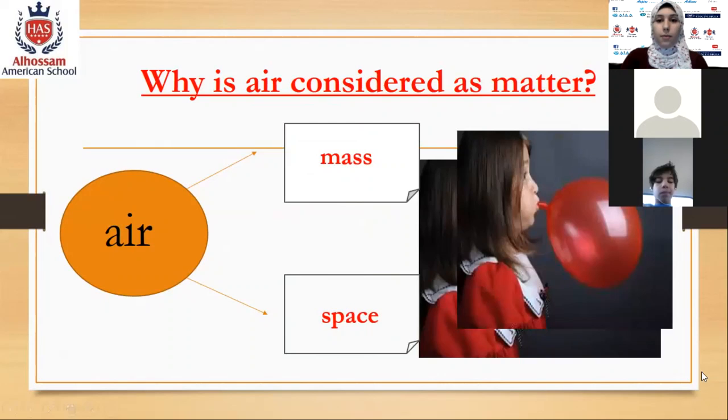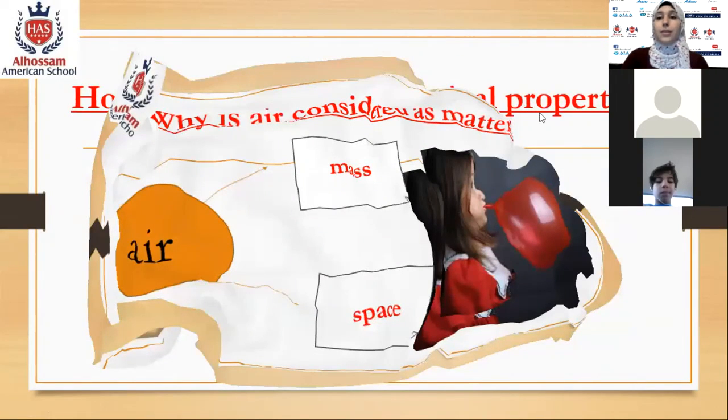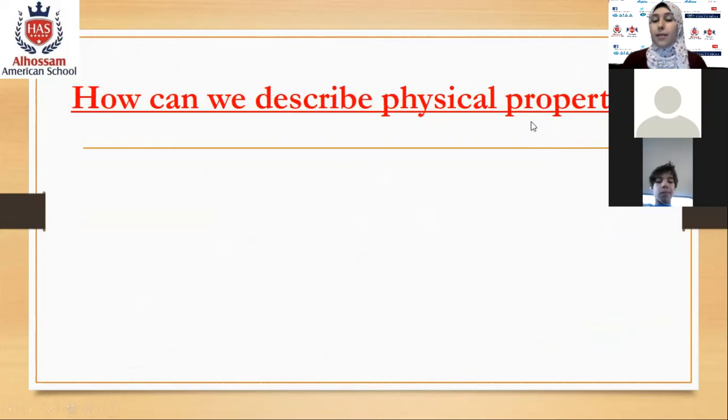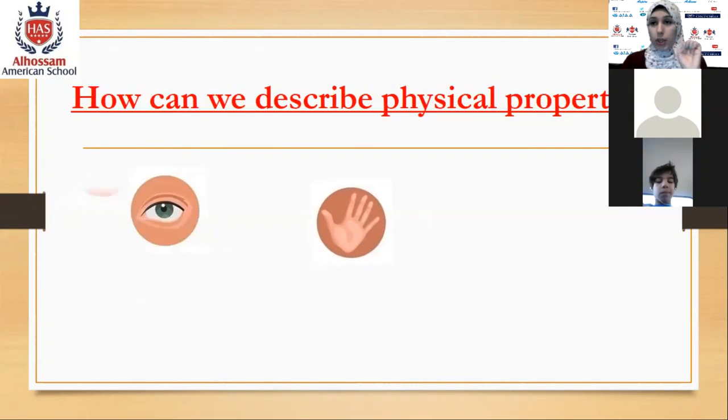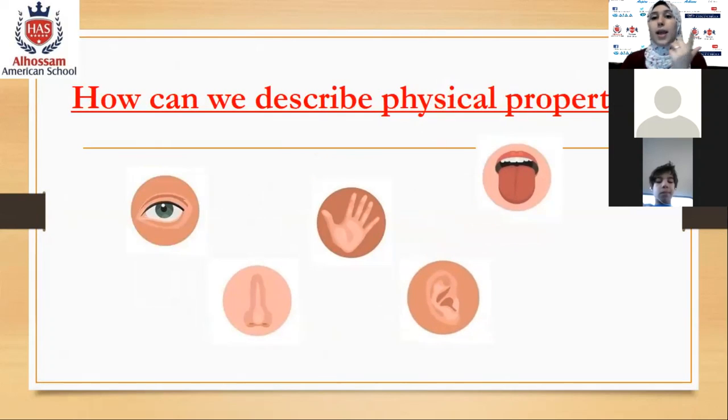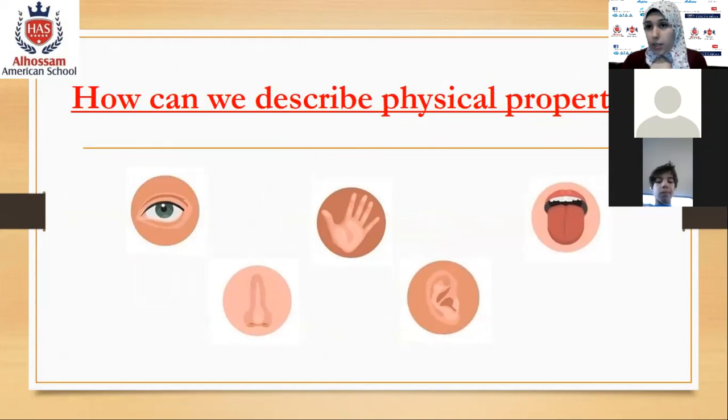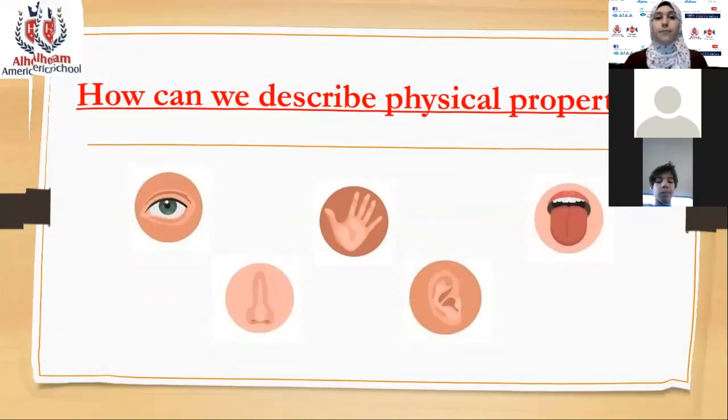Now, how can we describe the physical properties? We said that the physical properties, we can describe it just like the color, the shape, if it's magnetic or not. All the physical properties, we can describe it by our 5 senses. And what were our 5 senses? Eyes, hands touching, smelling with our nose, hearing with our ears, and with our tongue, which was tasting.